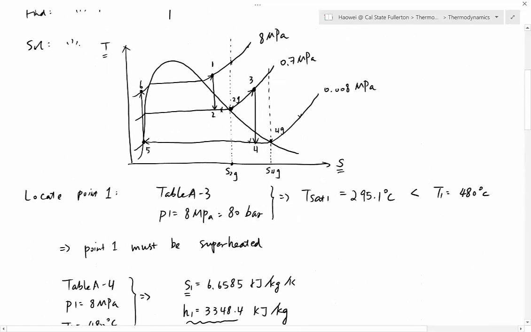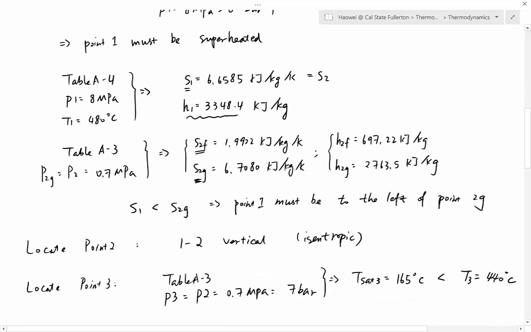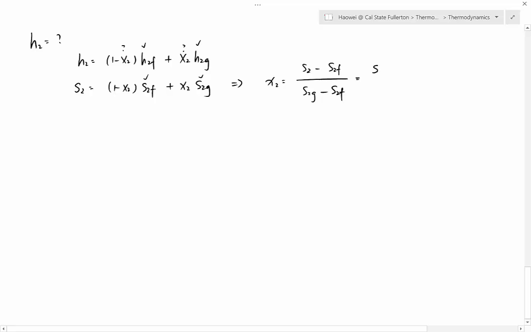Let's take a look. 1, 2, 2 is a vertical line. That means they have the same x coordinate. So S1 must be equal to S2. And I do have S1. It's equal to S2. Okay, so what we can do is to change S2 to S1. And now we can plug in the numbers.